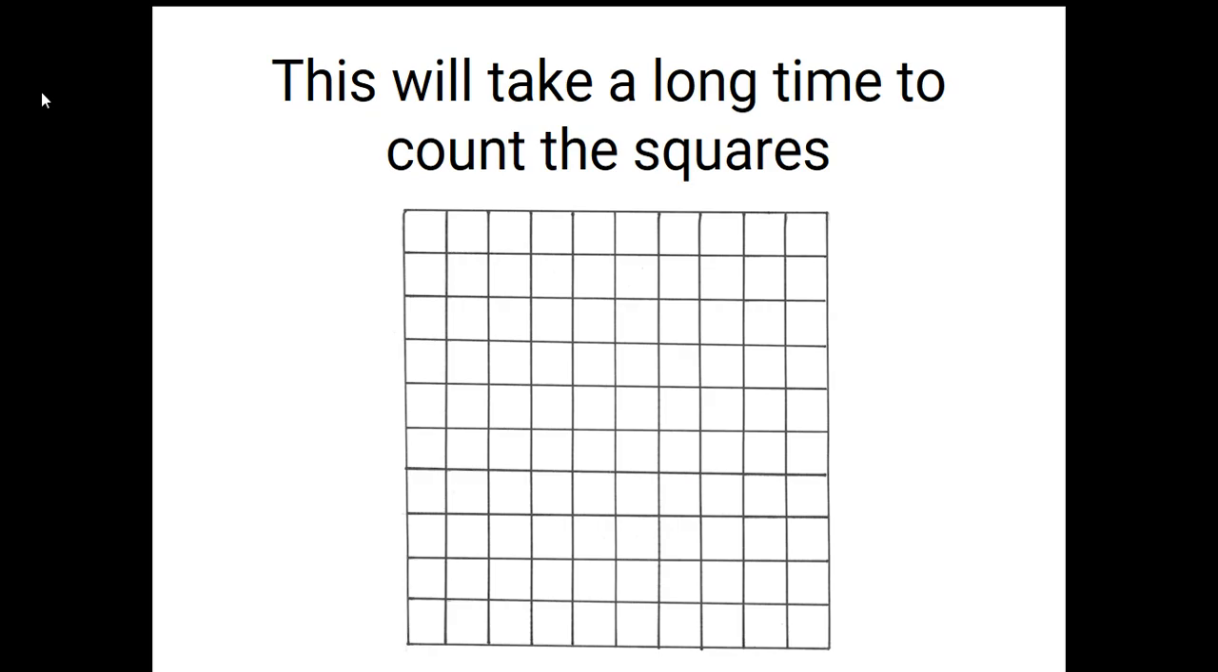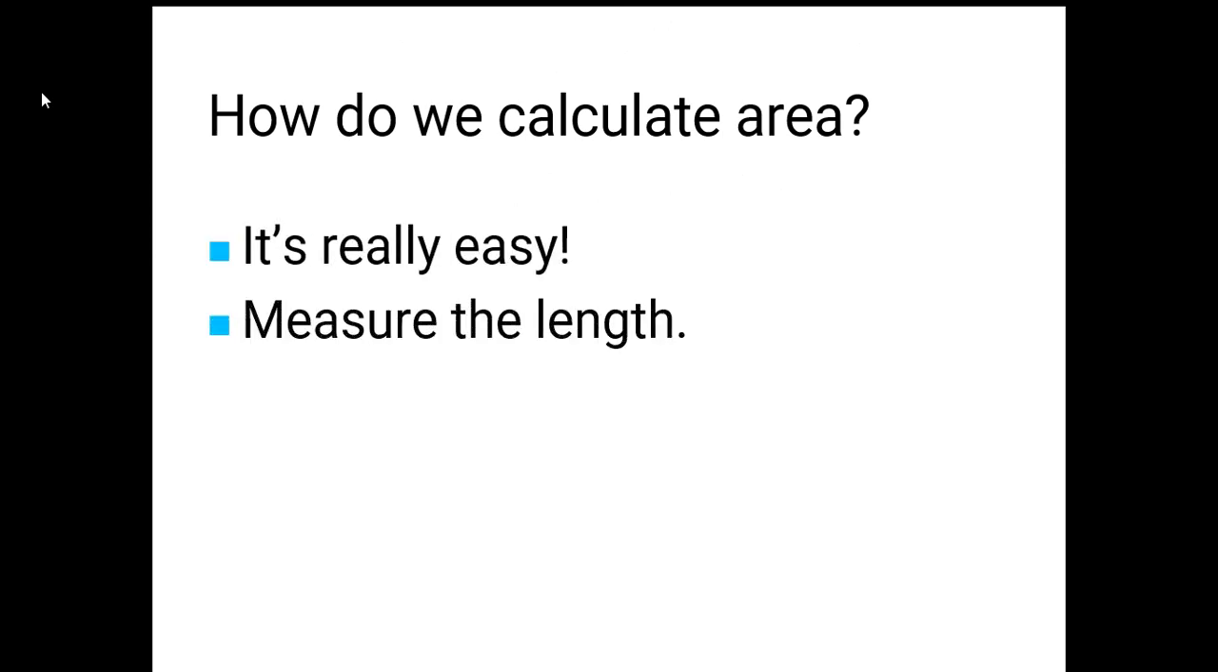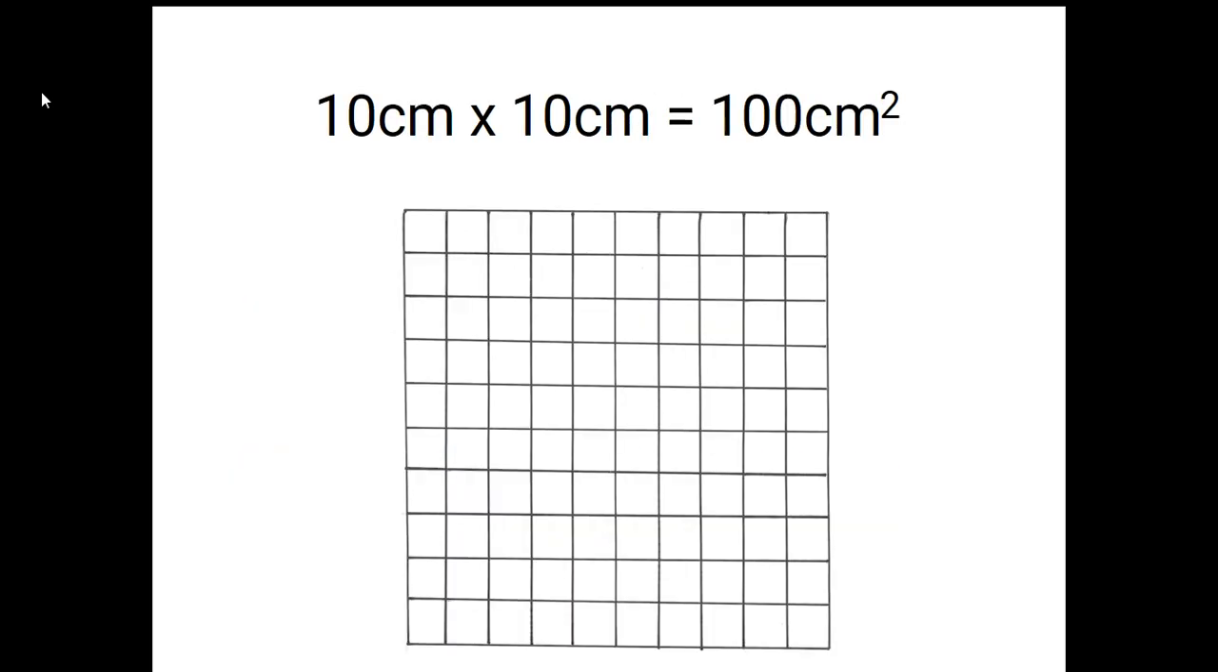Counting squares is all very well and good, but sometimes shapes have a lot more squares than that. For this one, it's going to take me a very long time to count the squares, so I'm going to have to come up with what we call a formula. It's going to be a little shortcut to help me find the answer. So first of all, we need to work out that actually finding area is really easy. We measure the length, we measure the width, and multiply those two together to calculate the total area.